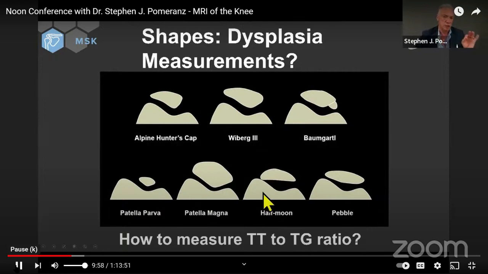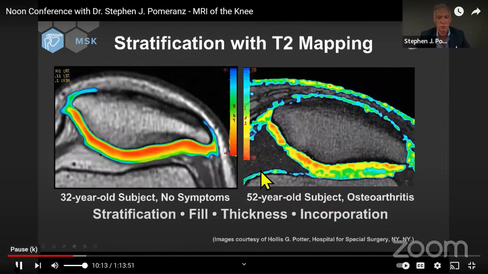One of the few measurements, I don't measure a lot of things, but one of the few measurements I do make is the TT to TG ratio. And that is something you can Google and look up since we're time constrained. That is one of the few things I will include in a report, not routinely, but in young patients with patellofemoral disease. Now let's look at the arrangement of cartilage.